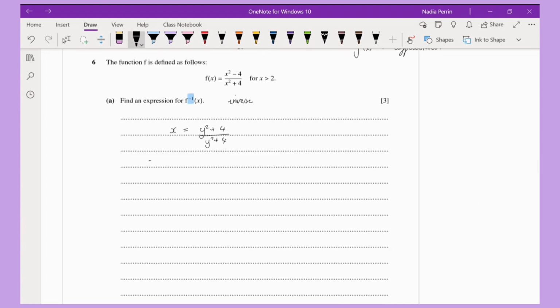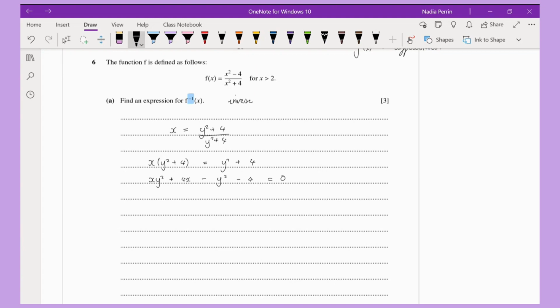So to do that, I am going to multiply up. And you'll notice straight away that it's looking a little bit tricky because there's more than one y. Whenever you have more than one item that needs to be made the subject, you need to be thinking about either completing the square or factorizing. So what I'm going to do here is expand that left-hand bracket out. And I'm going to bring over the y squared, and then I'm going to be factorizing the y squareds out.